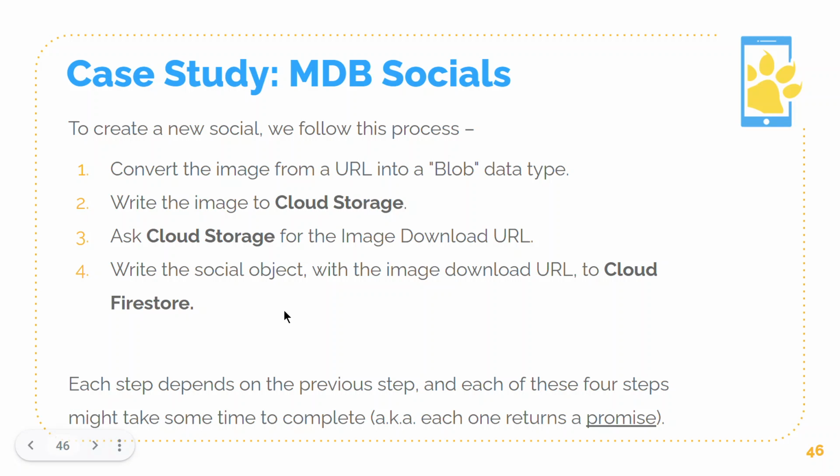Consider an example from mini project 3a and 3b, where you're going to take an image from a URL and convert it into a blob data type, write it to cloud storage, get the image download URL from where you're storing it, and then write it into a Cloud Firestore document, so that way you can always reference what specific object you're looking for. Now each step depends on the previous step, and each of these steps takes time to complete because you're waiting on Firebase to do things for you. In other words, you're waiting for each promise to be resolved.